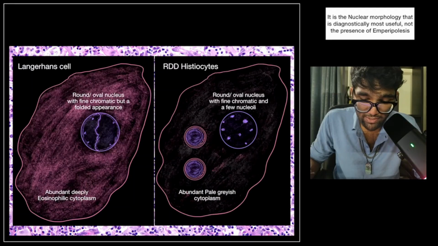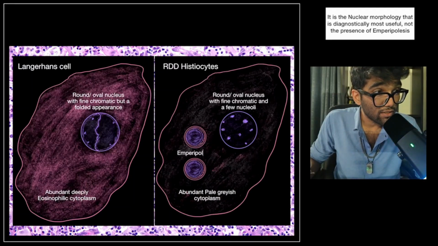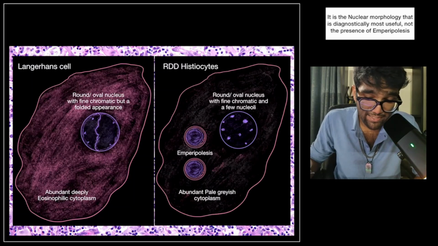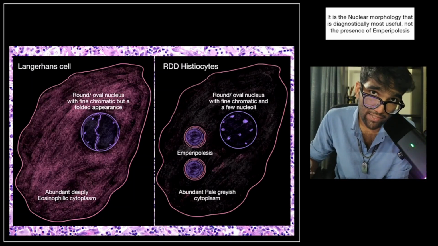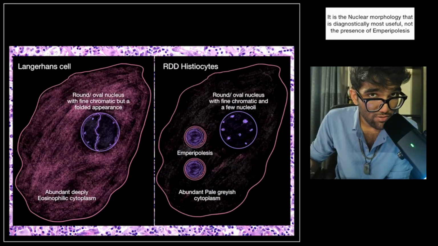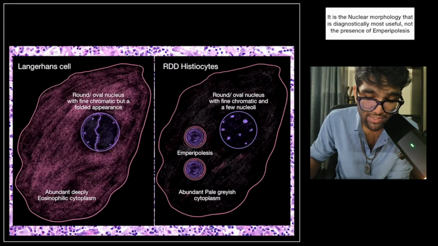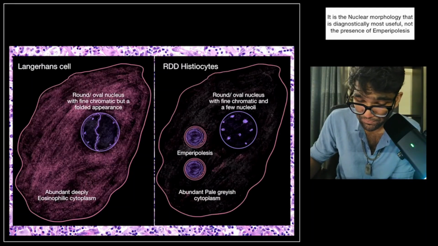Now, what is emperipolesis? Emperipolesis is actually the passage of intact cells, usually lymphocytes, through the cytoplasm of another cell, and this is because of the expression of cell adhesion molecules by both cells, and at no point is the cellular integrity of either cell breached. So this is not phagocytosis. Okay.